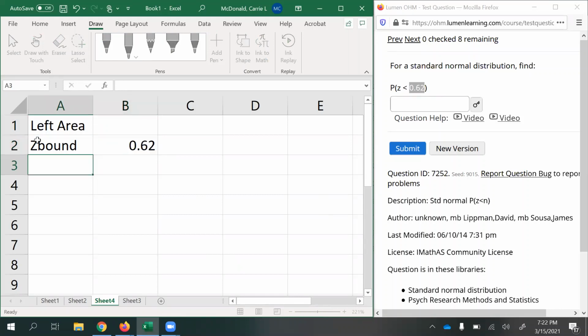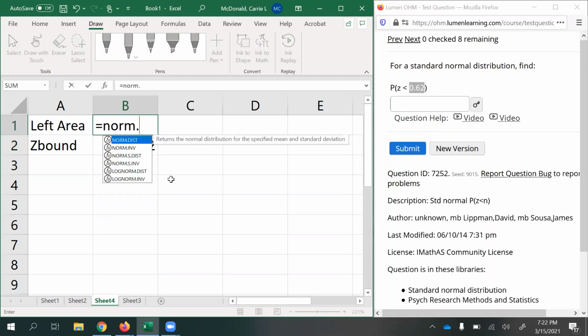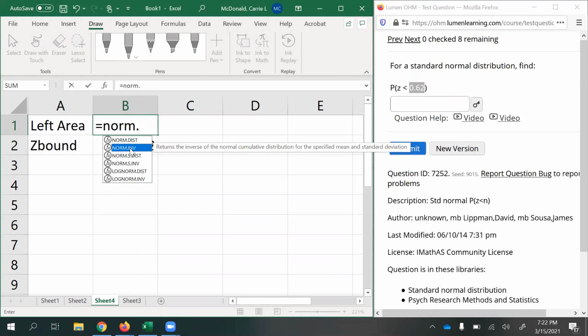And we can use that to answer our question here by using NORM.something. Now, there's two options. You can use NORM.DIST or NORM.INV. These are the only two that you really want to look at. NORM.DIST, look what it says when I selected it. It says it returns the normal distribution for the specified mean and standard deviation. When I click on NORM.INV, it says it returns the inverse of the normal cumulative distribution.